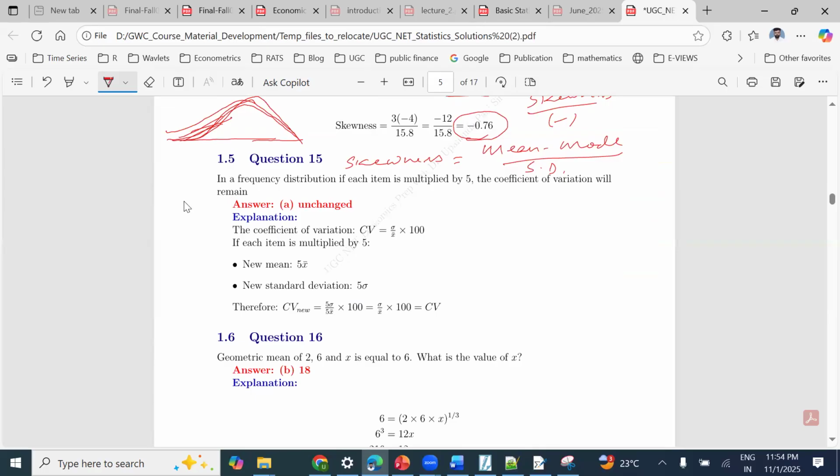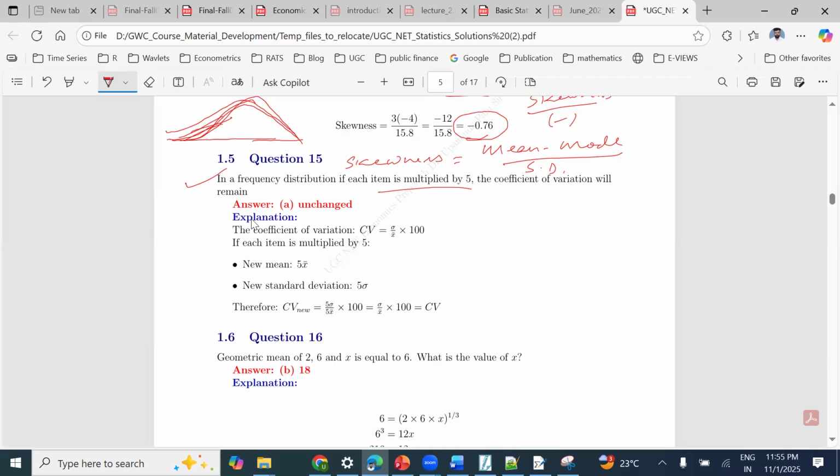Now next question. In a frequency distribution, if each item is multiplied by 5, the coefficient of variation will remain. Yesterday we discussed this. Who will tell me? Let me ask Chinmay. Coefficient of variation is which type of measure of dispersion? It is a relative measure of dispersion. Very good.